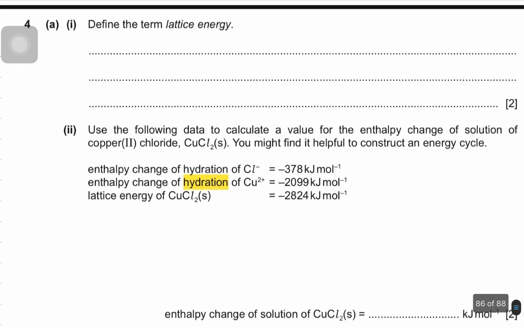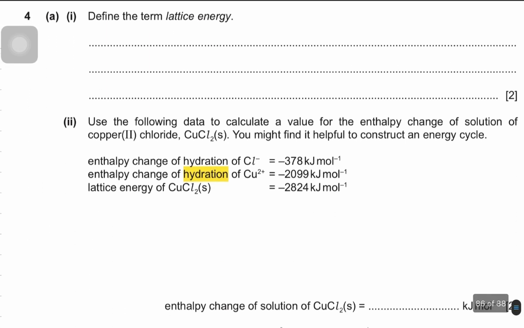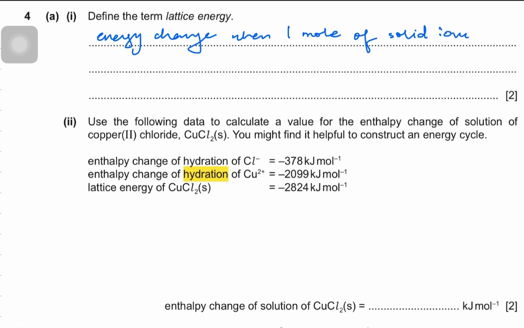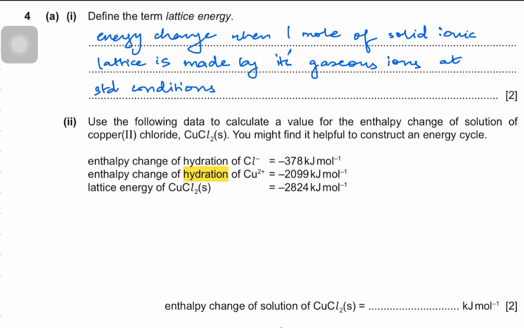Let's do some past paper questions to create a better understanding of it. The first question is define the term lattice energy. So we know that the keywords are going to be energy change when 1 mole of solid ionic lattice is made by its gaseous ions at standard conditions. So you're converting 1 mole of gaseous ions to make the 1 mole ionic lattice at standard conditions.